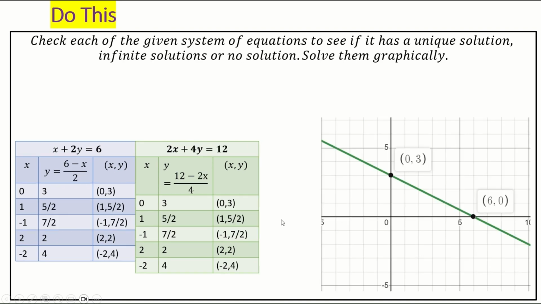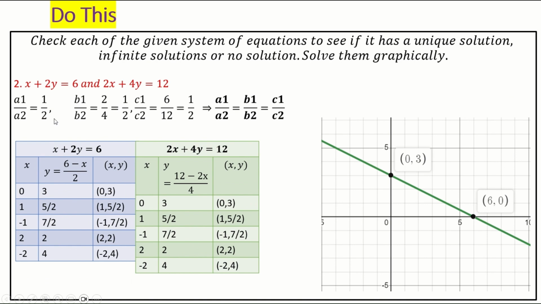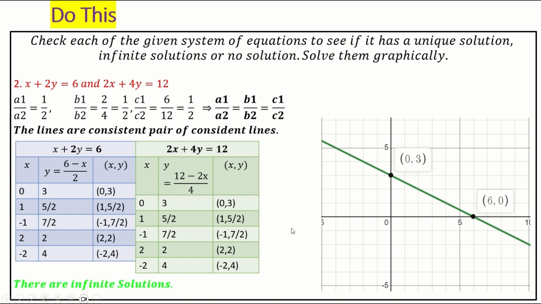Okay. Next example is x plus 2y equal to 6, 2x plus 4y equal to 12. So here again you take a1 by a2, 1 by 2, b1 by b2 is 1 by 2, c1 by c2 also 1 by 2. All three ratios are the same, basically. That means they are coincident lines. So the lines are a consistent pair of coincident lines. If you draw the graph, it comes like this, same way. And the lines have infinite solutions.